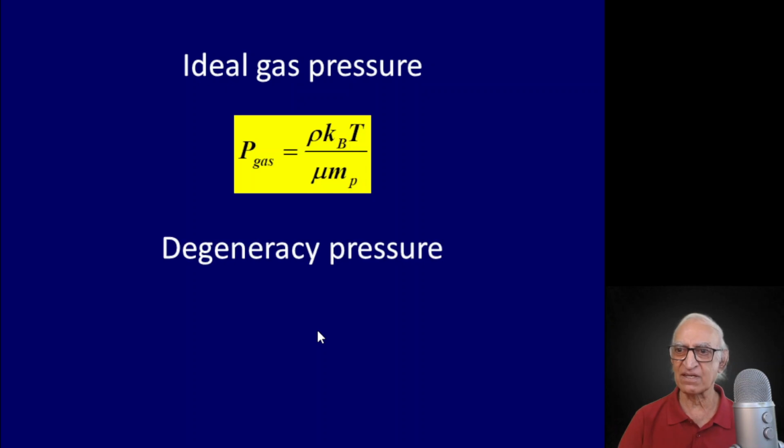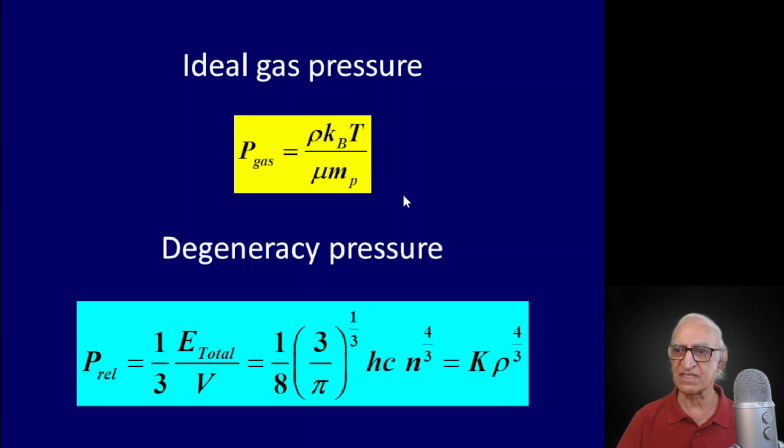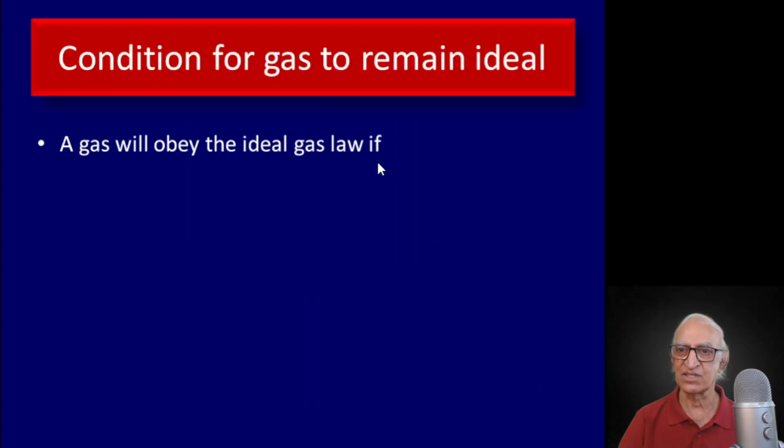The ideal gas pressure is a function of both density and temperature, whereas the degeneracy pressure is a function of only the density. The temperature does not come into the formula at all. So we have a difficulty in comparing ideal gas pressure with degeneracy pressure because we'll be comparing apples and oranges. This is a function of density and temperature. This is a function of only density. You can only compare apples with apples and oranges with oranges. And there is a little trick that you can do.